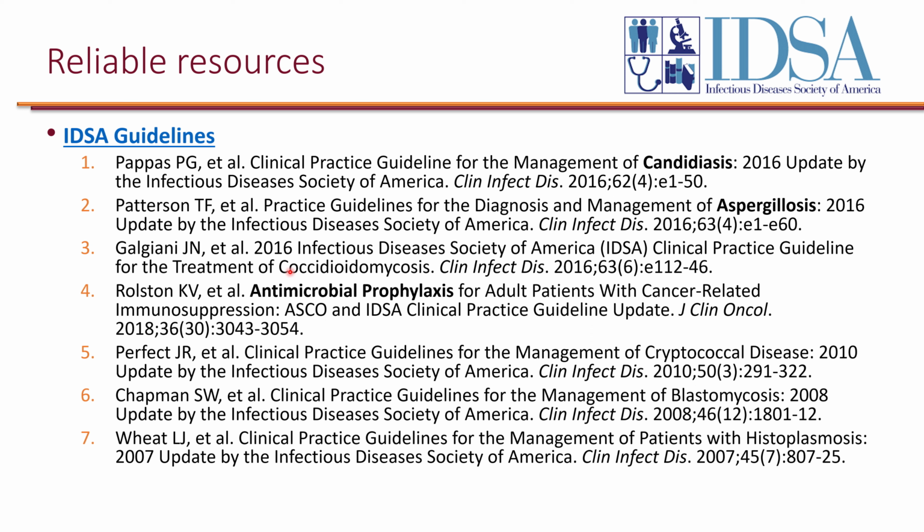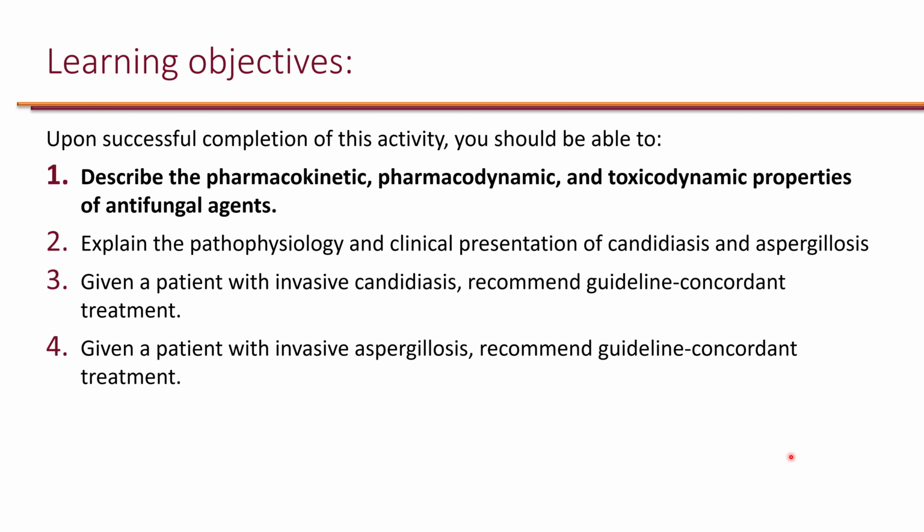Another guideline is the 2016 IDSA guideline for coccidioidomycosis. And there are a few other older guidelines. So there's the 2010 guideline for cryptococcal disease. Now, cryptococcal disease is also very common in patients with HIV, so there are also HIV guidelines for opportunistic infections that cover cryptococcal disease, and those are updated more frequently. But the IDSA guidelines are actually from 2010. And there are older guidelines, 2008 for blastomycosis and 2007 for histoplasmosis.